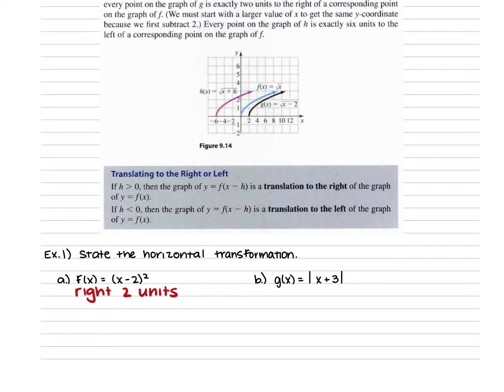For example B, we're given g of x is equal to the absolute value of x plus 3. For this one, this is plus 3 inside those absolute value bars with the x. So again, think the opposite of the sign in front of the 3, which would be negative 3. Negative 3 is to the left of 0 on the number line, so we're going left 3 units.